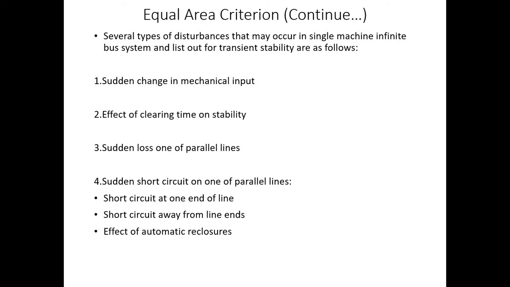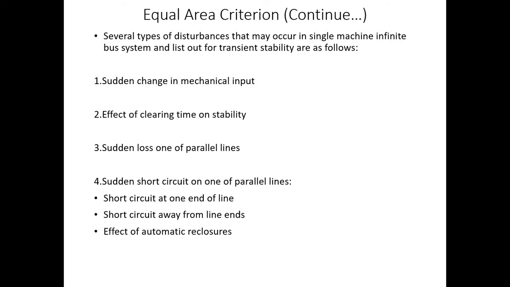third one, sudden loss of one of the parallel lines. Fourth one, sudden short circuit on one of the parallel lines. But in this case, we consider different locations of the short circuit fault, like short circuit at one end of the line, short circuit away from the line end, and the effect of automatic reclosures.